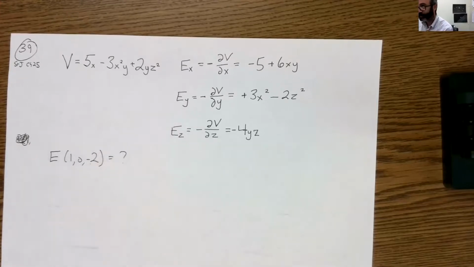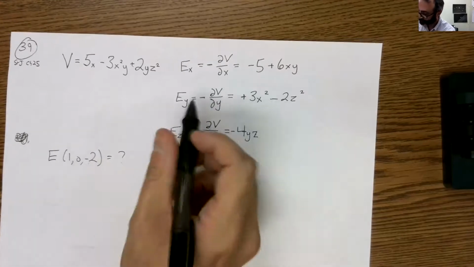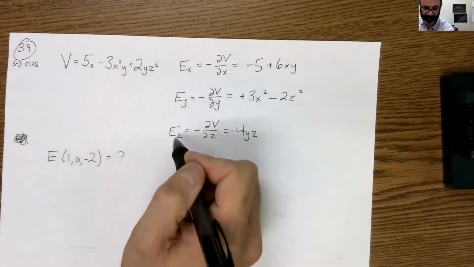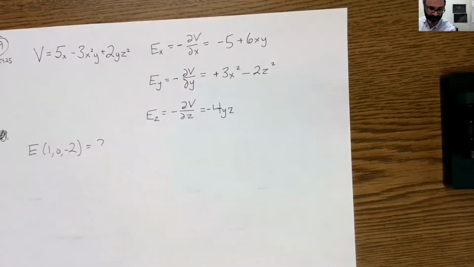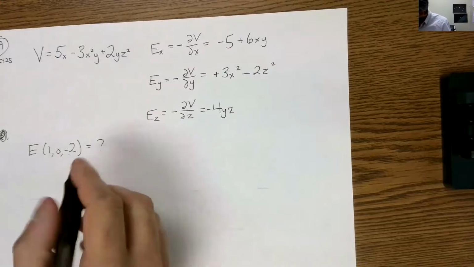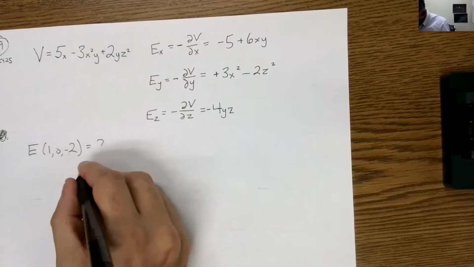So first we want to find out what our Ex, our Ey, and our Ez are at this point, and then we would use the Pythagorean theorem in 3 dimensions to get our magnitude, right? So what is our Ex at this point?